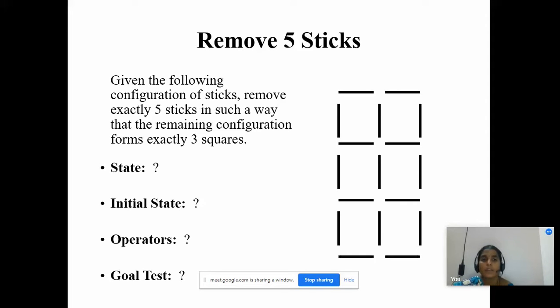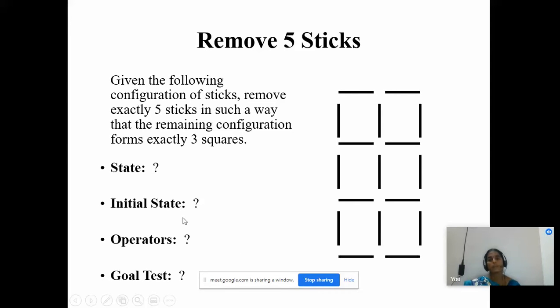In the initial state we have 6 squares. What operations do we perform? We have to remove exactly 5 sticks. In the goal state we have to form exactly 3 squares. Try it on your own.